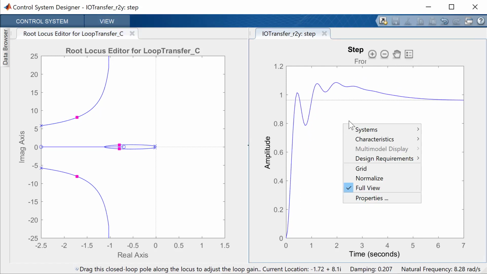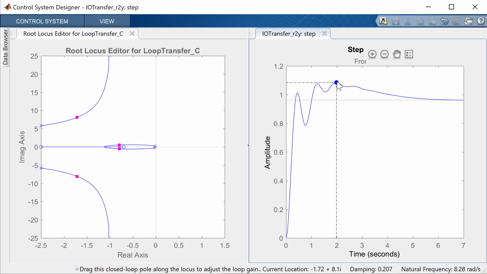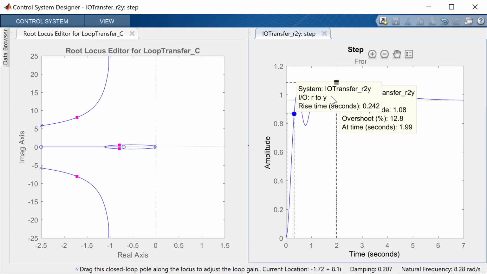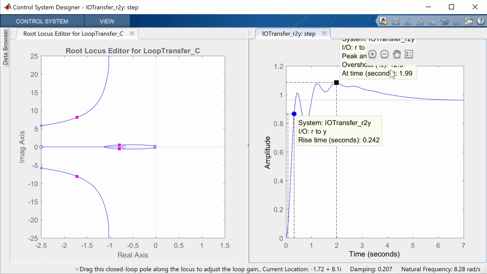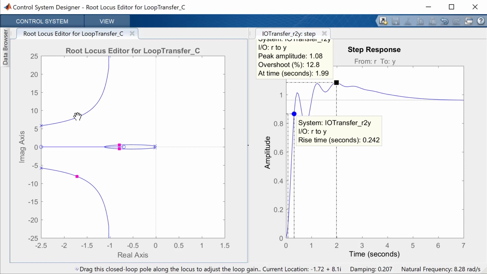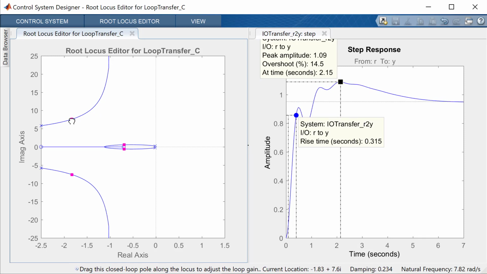So let's get our design characteristics over here. We're interested in the peak response, and we're also interested in the rise time. So we'll get both of these up here, and try to find a way to see both of them. There we go. We are looking for an overshoot of at most 5% and a rise time of 1 second. So we're doing okay with rise time, but our overshoot is too much. And so for that reason, we would try to push these down.